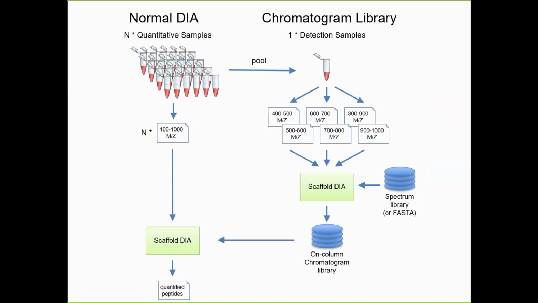And this detection sample, we're going to focus not on quantitation, but on making an accurate measurement of every single peptide that's in that sample. So we'll do this gas phase fractionation approach where we'll measure from 400 to 500, and then 500 to 600, 600 to 700, and on. And then analyze that with Scaffold DIA, either using another spectrum library or using a FASTA database. And then create what we call an on-column chromatogram library. Using this specific representation of how the peptide looks in terms of its fragmentation pattern and its retention time, we can much more easily pick out what those peptides actually are.